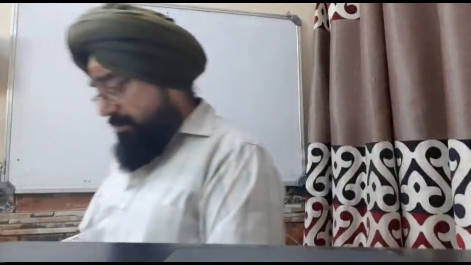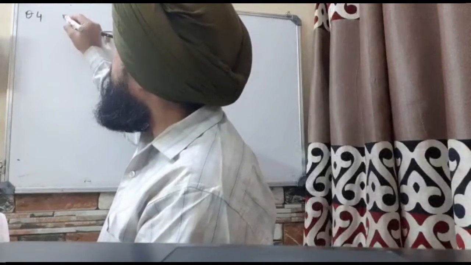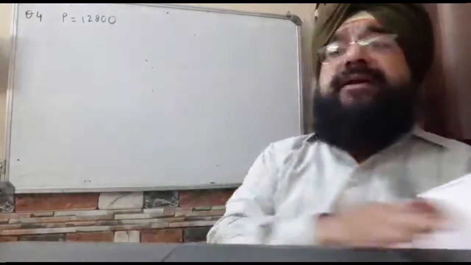Exercise 2.1 of ML Aggarwal, question number 4 is like this. It says, Ramesh invests rupees 12800 for 3 years. So your principal is 12800. He is investing it for 3 years. He mentioned it in the very beginning that he is taking this money for 3 years. So you need to calculate it till 3.